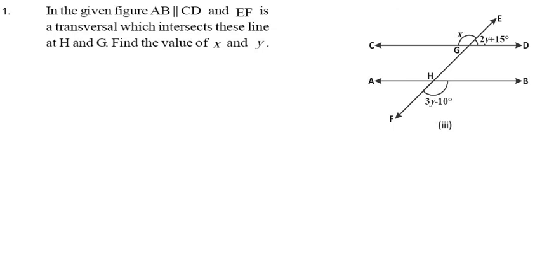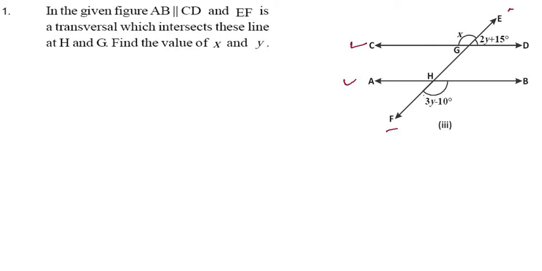Now come to the next question. In a given figure AB is parallel to CD, you can see here AB parallel to CD, and EF is a transversal, that means this line is a transversal line. It intersects these lines at H and G. Yes, it is H and G. So find the value of x and y. Let us see how we can find the value.